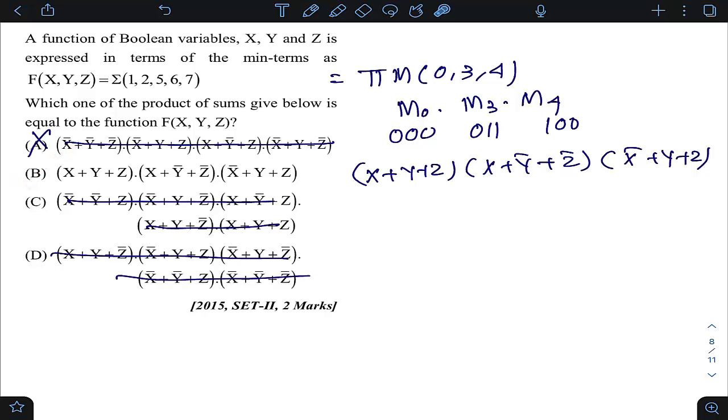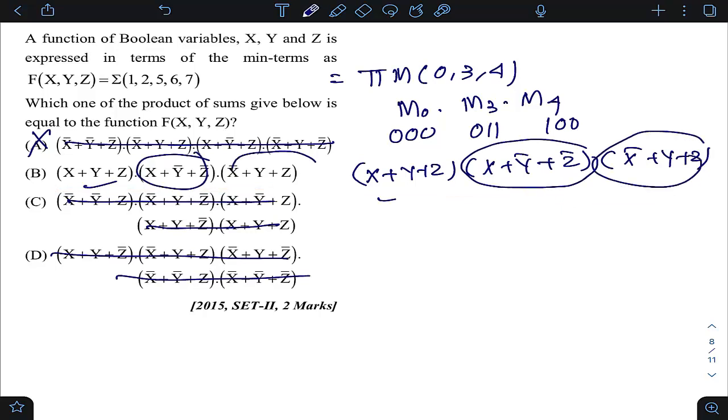And if you want to know how this is happening, this is the logic. x plus y plus z, this one. Then x plus y bar plus z bar, this one. Then x bar plus y plus z, this one. So the answer is option B.